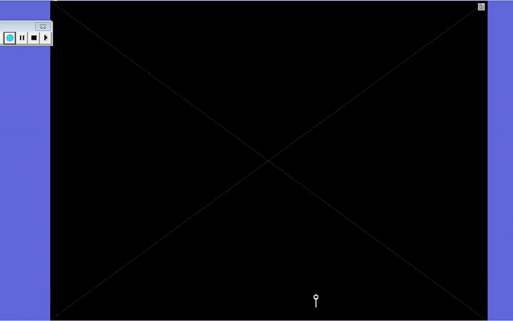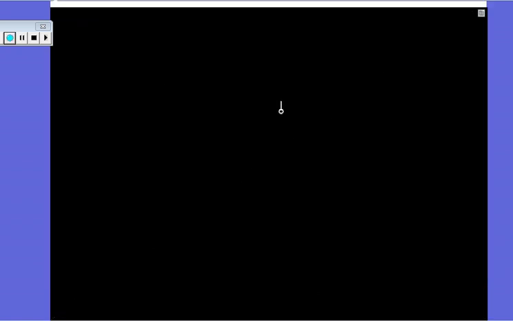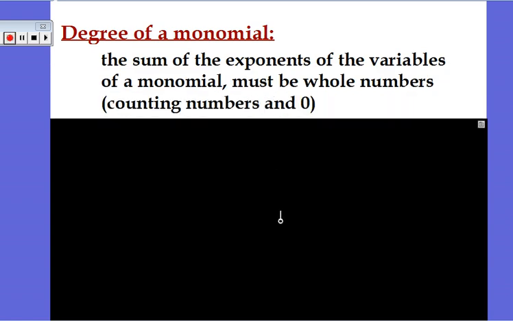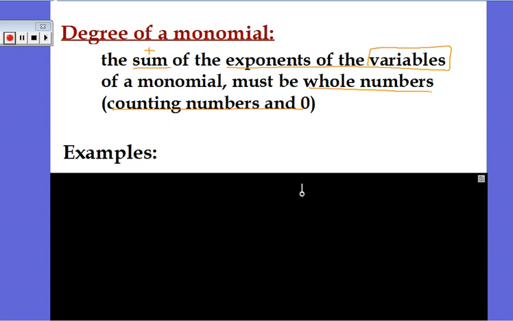degrees of monomials. The degree of a monomial is the sum of the exponents, and sum means addition, the sum of the exponents of the variables. So we're strictly looking at the exponents on the variables, not on the coefficients of the monomial, and they must be whole numbers, so that's counting numbers and 0. They cannot be negatives. Let's take a look at some examples.